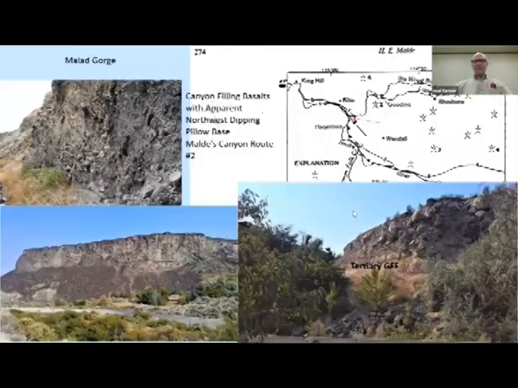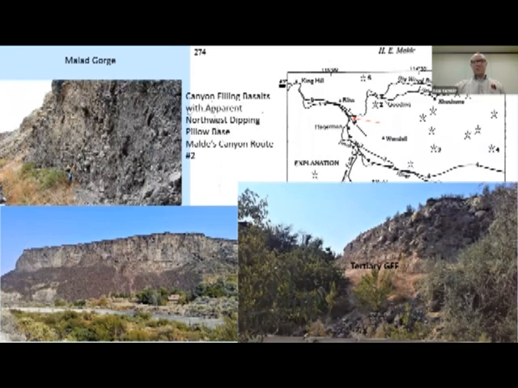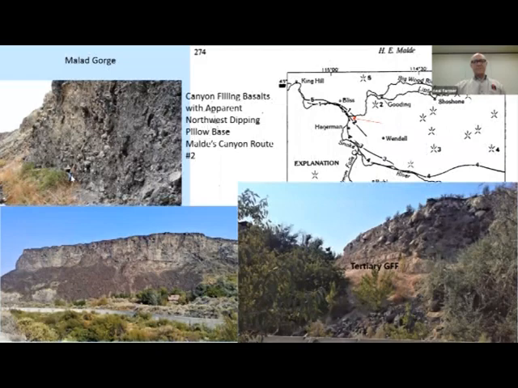So we're at Malde Gorge now. This is Malde's number two canyon located here. And these are the bedded breccia and pillow basalts. There's a person standing here for scale. And this is, again, high cliff face where we have canyon filling basalts. And there's a nice little house down here at the bottom of the talus slope. And there's a nice outcrop of tertiary Glens Ferry formation there at the mouth of the canyon.